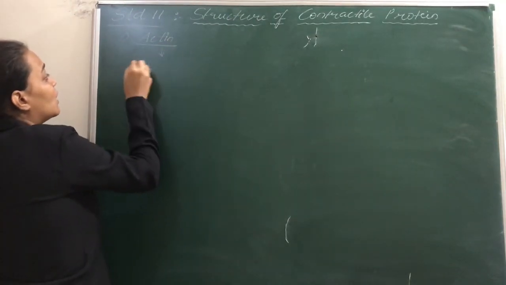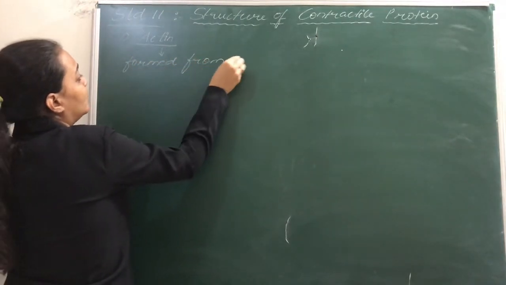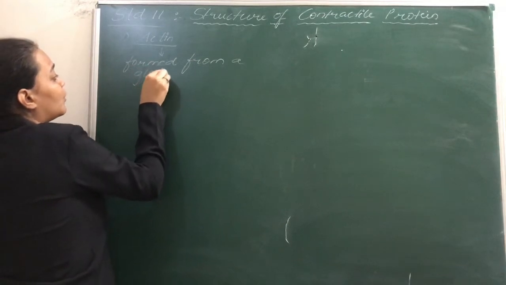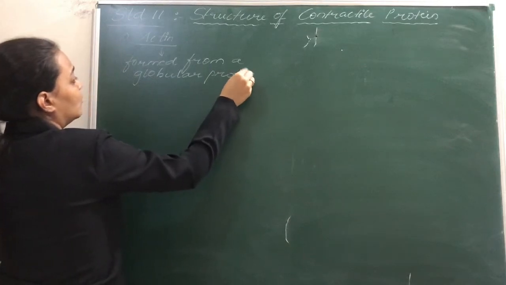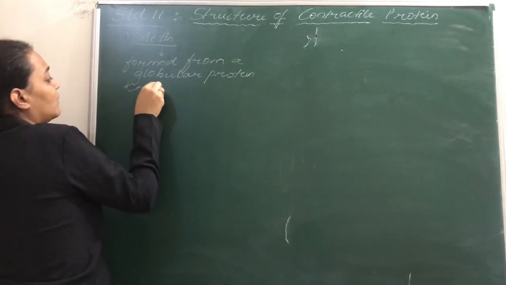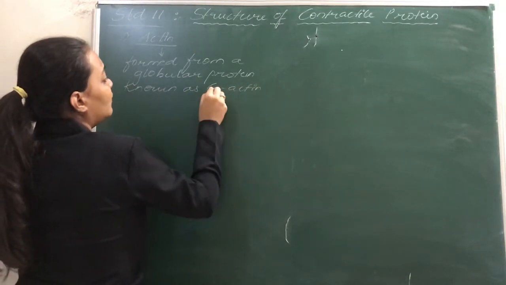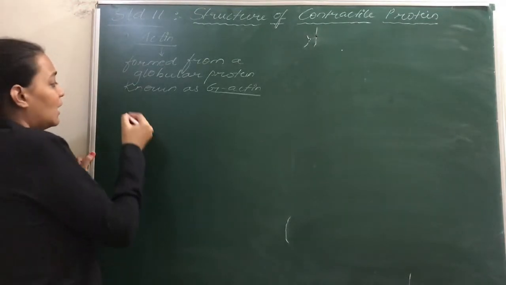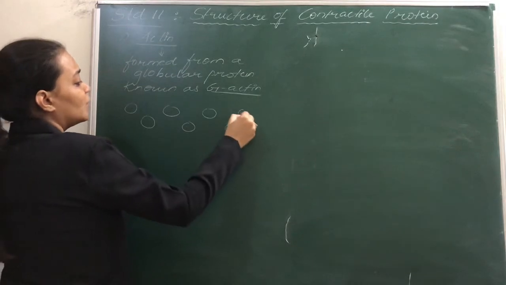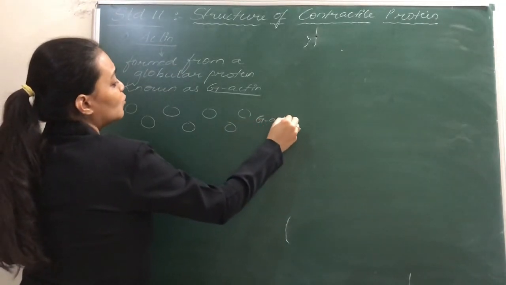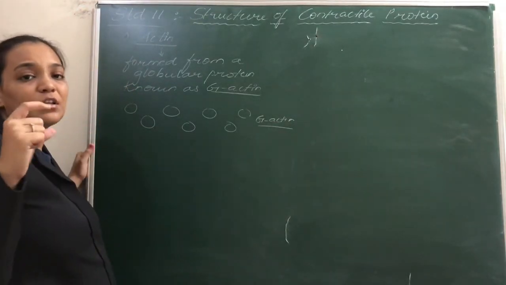So actin is formed from a globular protein known as G-actin. It is initially known as G-actin, that is globular actin. Initially these globular proteins, the G-actin, are going to be distinct units. It is known as globular because it is a spherical protein.